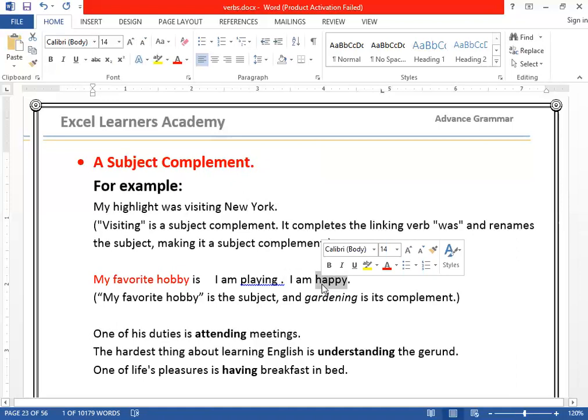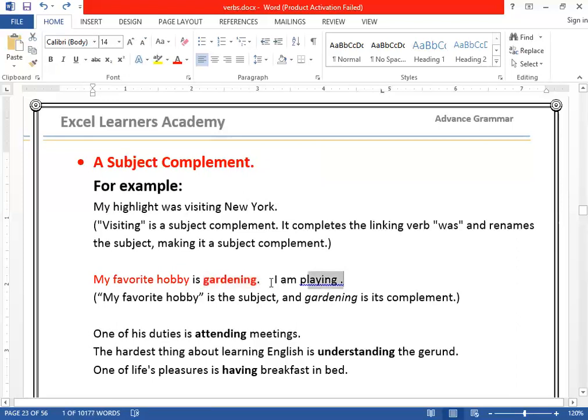In cases of noun, we studied the cases. If you remember, you will understand easily. Yes, exactly, the predicative case. Look at this example: My favorite hobby is gardening. My favorite hobby is the subject and gardening is the complement.